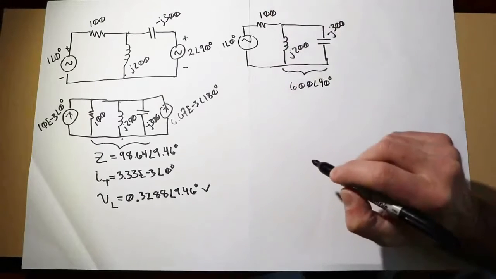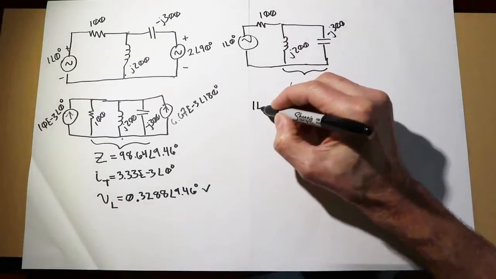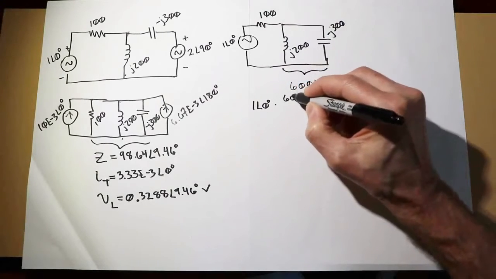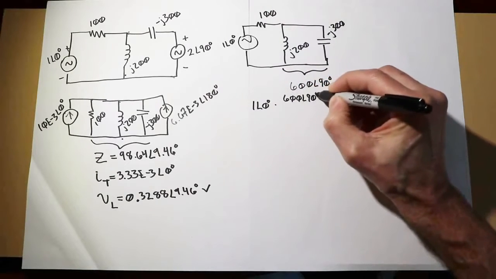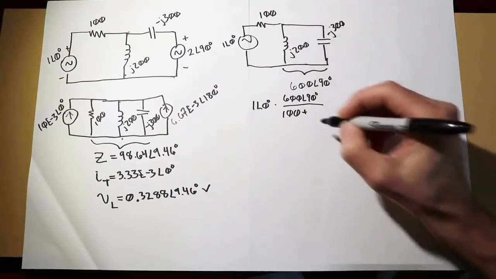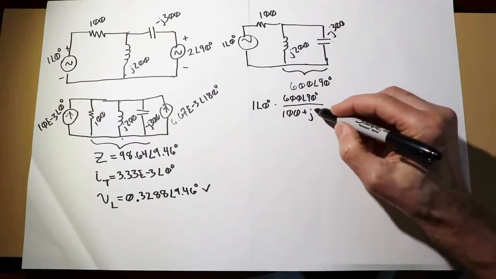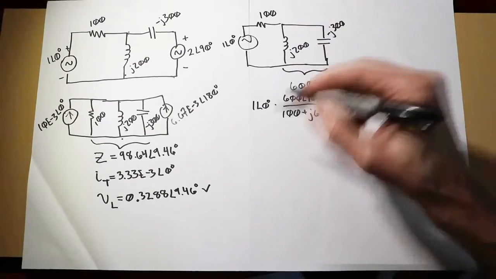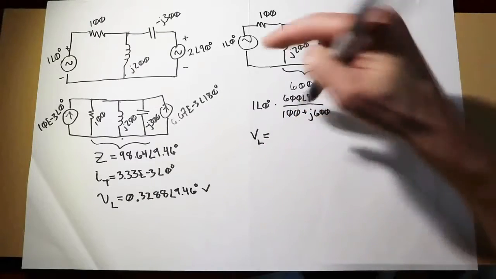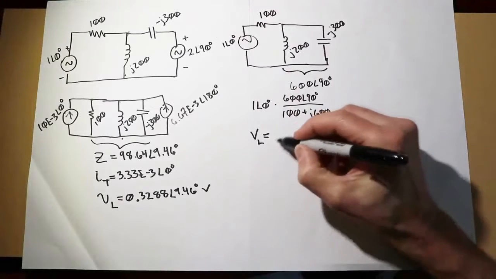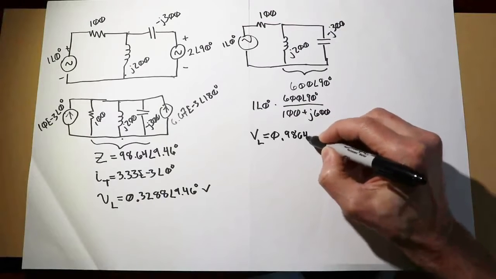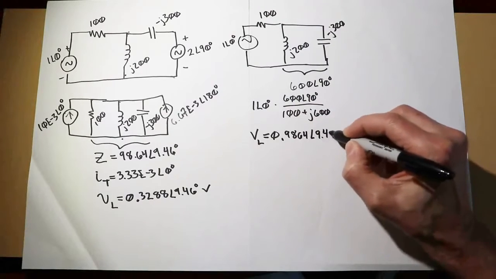I now do a voltage divider on that, so that would be 1 at an angle of 0 times the item we're interested in, which is 600 angle 90, divided by the total, which would be 100 plus this impedance. Probably easiest to write that here, J600. And when we calculate that out, the voltage across the inductor as produced by that first source acting alone will be just under a volt, 0.9864 volts at an angle of 9.46 degrees.